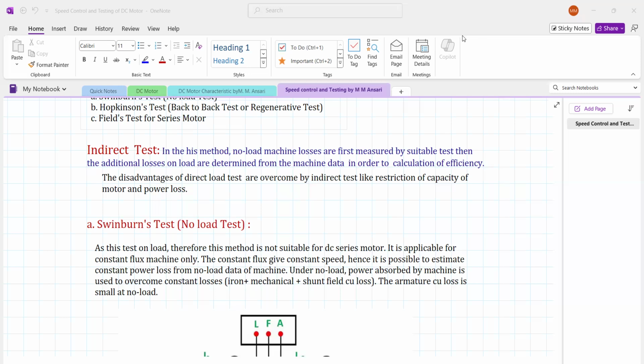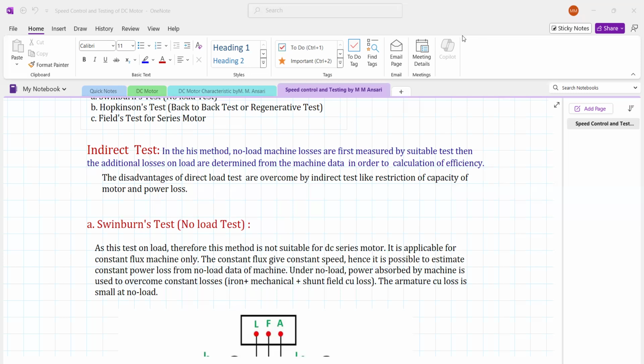Whereas under no load test, the input power required is very small, and the range of the instruments is also sufficient to measure the no load current and the no load losses in the machine. Therefore, the indirect method of testing is more economical and suitable for all capacities of machine. The first method in the indirect method is the Swinburne test.